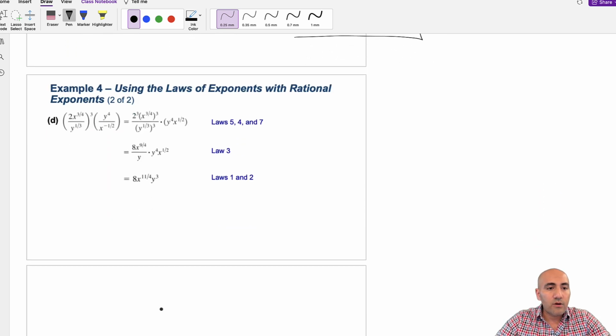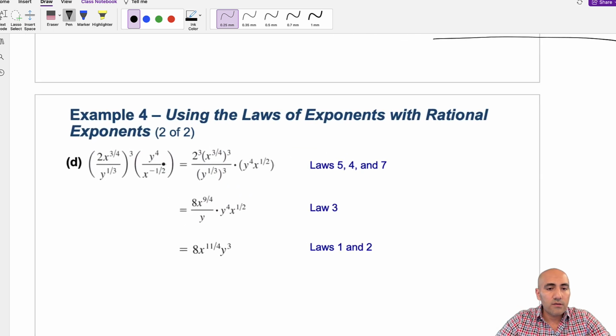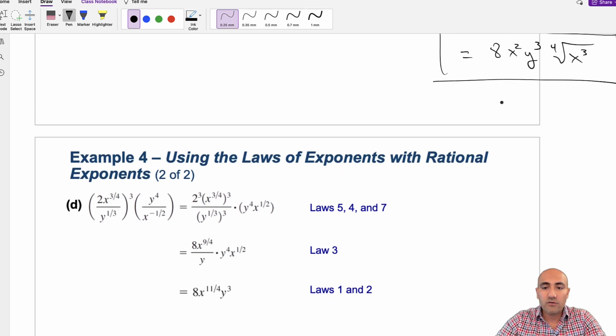Okay, so let's see what your author did. Your author did the following. Okay, so your author did not simplify x to the 11/4. So they left it as the 4th root of x to the 11th. They have the 8 and they have the y to the 3rd. So they just did not simplify the x to the 11/4 power.